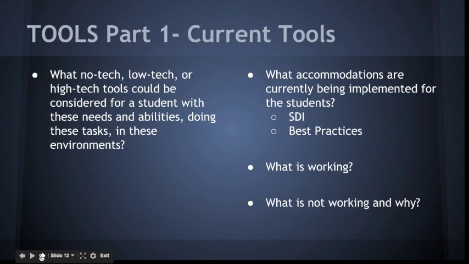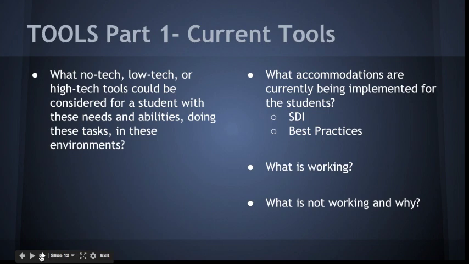And tools we kind of break up into two parts. Tools we look at, what are the current tools? What are the low-tech, high-tech, best practices, even for that matter, that are currently being incorporated into each one of the learning environments? What accommodations are you using for that student?